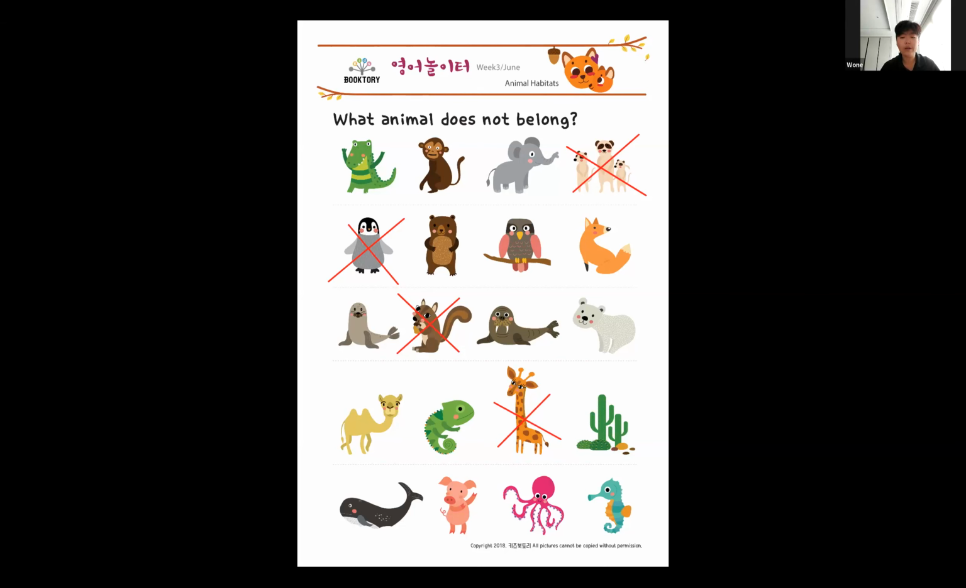Finally, we have whale. What's the next animal? Good. Pig. The next one? Octopus. Good. And then finally, seahorse. This is pretty easy. Which one does not belong? The pig. Why? Because it's not in the ocean. Very good. Good job.